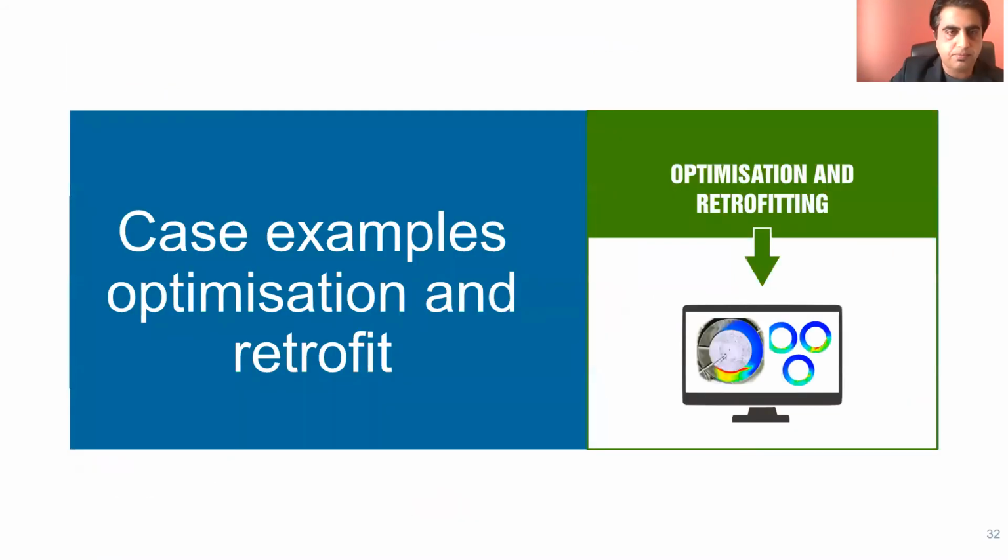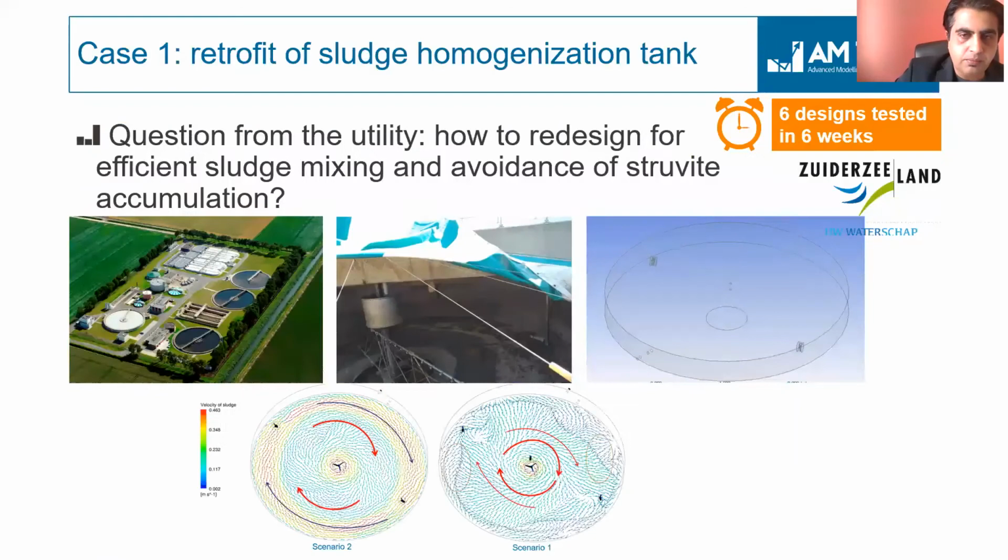Okay. The third case or the list of cases is about optimization and retrofitting. I will start with the example of a homogenization tank where the client was looking at screw-wide accumulation in their reactor, which was of course not desired. And they only had a couple of impellers on the side like this, one impeller here, the other here, but there was a lot of accumulation happening in the middle bottom.